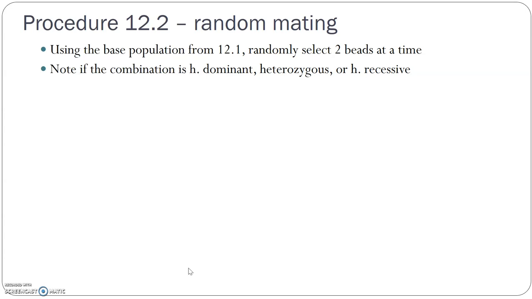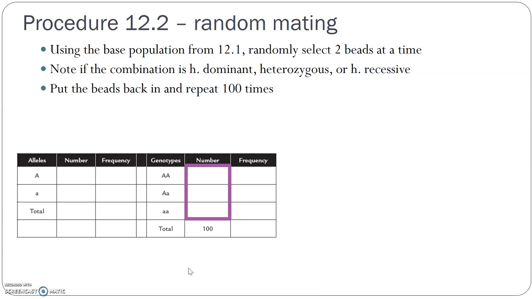So every time you pull out 2 beads, you will count them, and then you will put the beads back into the beaker and stir it all up again. You're going to do this 100 times. So you're basically going to take your 100 individuals and mate them until you have 100 babies out of that population. So in your lab book, you're going to see a chart that looks like this.